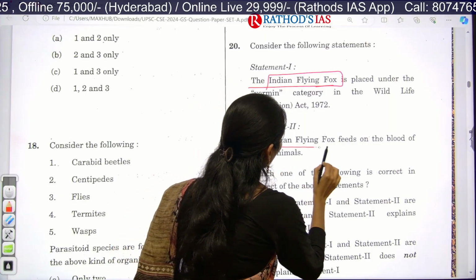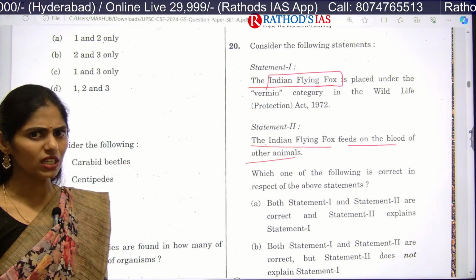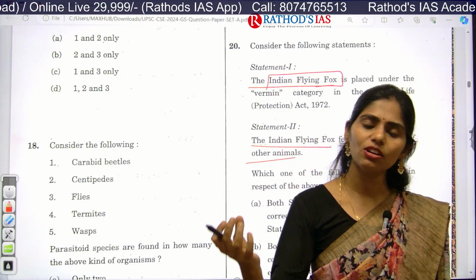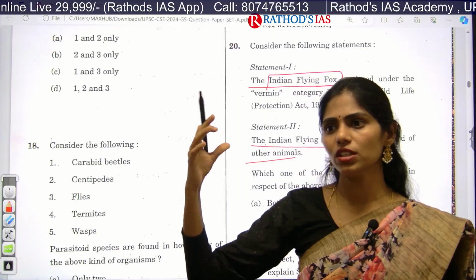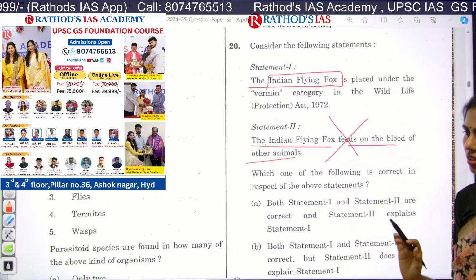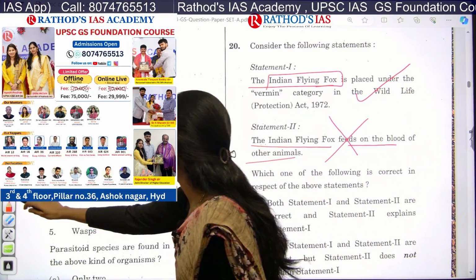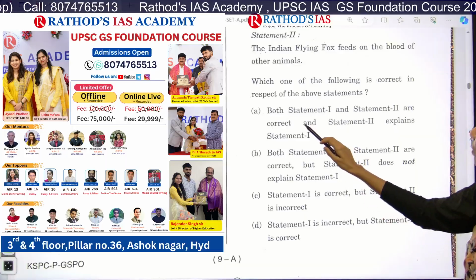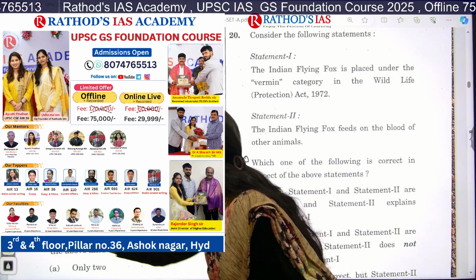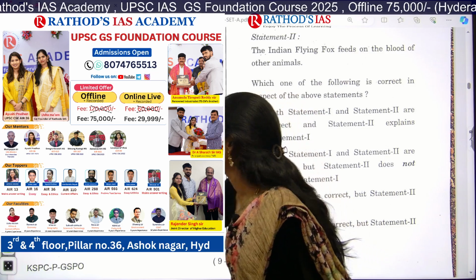And next one is Indian flying fox feeds on blood of other animals. Have you heard that these bats feed on the blood of animals? Normally bats feed on fruits, whatever is available on the trees, but not blood. So this statement is absolutely incorrect, and the first statement is correct. If you see the options given here, the first one is both 1 and 2 are correct, but the second is incorrect, so we can eliminate this first option.